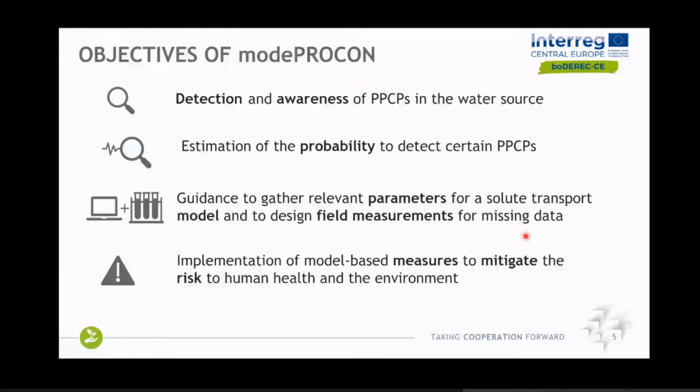Obviously, through modePROCON, we can estimate the probability to detect certain PPCPs, I mean, which PPCPs or chemicals. PPCP is the short form of pharmaceutical and personal care products. So modePROCON helps us to categorize PPCPs which are highly risky for the environment and which are not. And obviously, it provides guidance: which kind of parameters we need, which kind of field measurements the stakeholders might think about, so that they can eradicate the PPCP contamination.